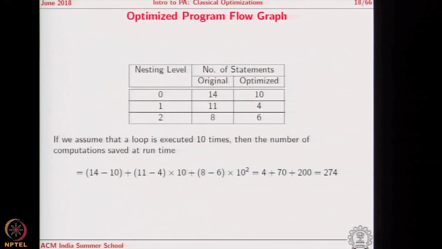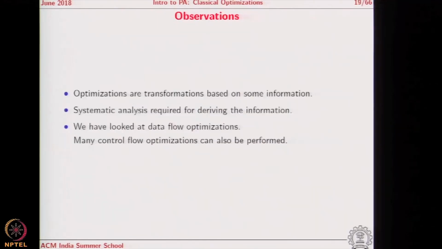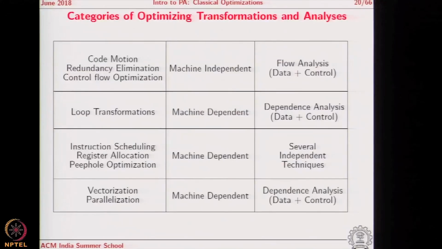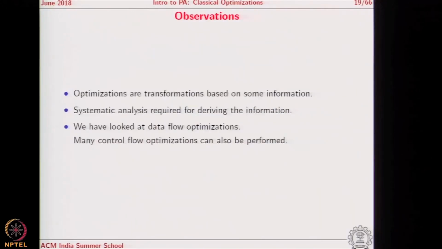So, this is the advantage of performing such an optimization, and program analysis grew out of the need of doing such a thing, right. So, optimizations are transformations based on some information, and systematic analysis is required for deriving the information, and we looked at data flow optimizations, and many control flow optimizations can also be performed. So, that is the summary of what we have done so far. Before we go further, any questions? I want to make sure that we are all on the same page.